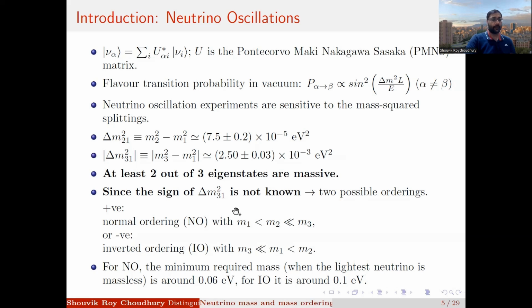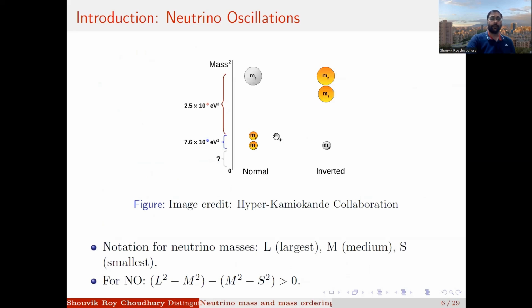Since the sign of delta m31 squared is not known, there are 2 possible orderings. One is the normal ordering, where m1 is less than m2, less than m3, and there is also the inverted ordering, where m3 is less than m1, less than m2. For normal ordering, the minimum required sum of masses is 0.06 eV, whereas for inverted ordering, this is around 0.1 eV. To depict the mass ordering, in the case of normal ordering, m1 and m2 are at the bottom, and m3 is slightly higher up, whereas for the inverted ordering, m1 and m2 are at the top, and m3 is the lowest mass eigenstate.